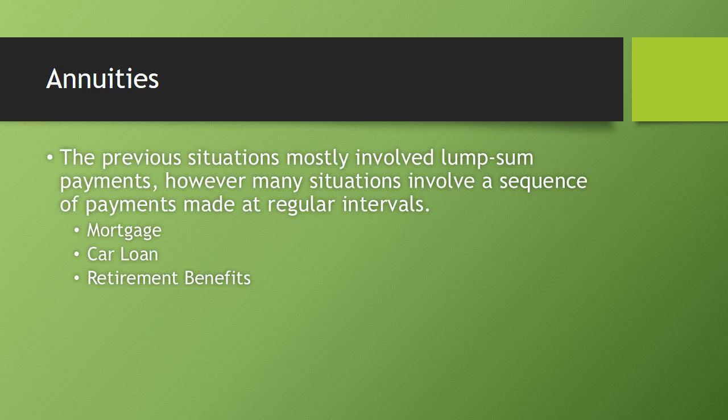First of all, annuities. The previous situations that we've talked about in sections 1 and 2 mostly involved what's called a lump sum payment, which means that you put all of the money into the account up front and then allow it to accumulate interest and don't touch it. But many situations involve a sequence of payments that are made at regular intervals.